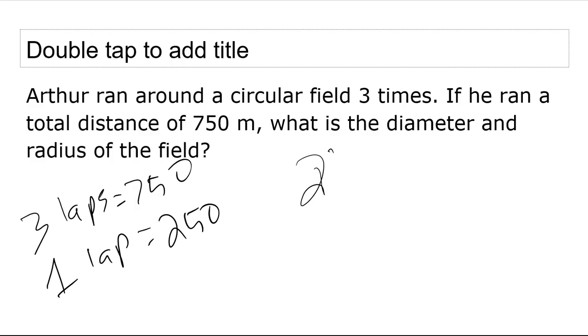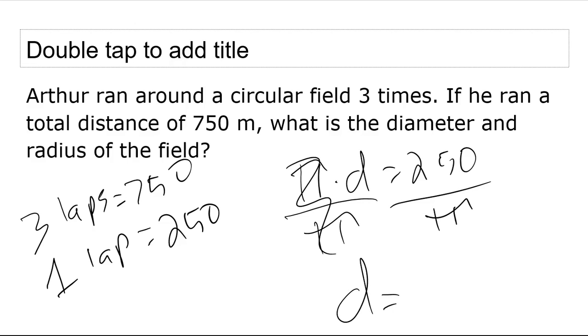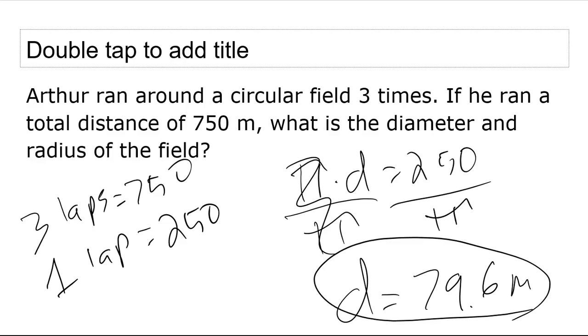So actually all I need to do, it wants to know diameter. So that means I need pi times d equals 250. All I have to do is divide 250 by pi. If I divide by pi, that cancels that out. So it won't come out to the best number, but diameter is going to be about 79.6 meters, roughly that. Because if I took 79.6 times pi, it's going to give me 250.07. So it's just rounding issues, but it's as good as it's going to get.